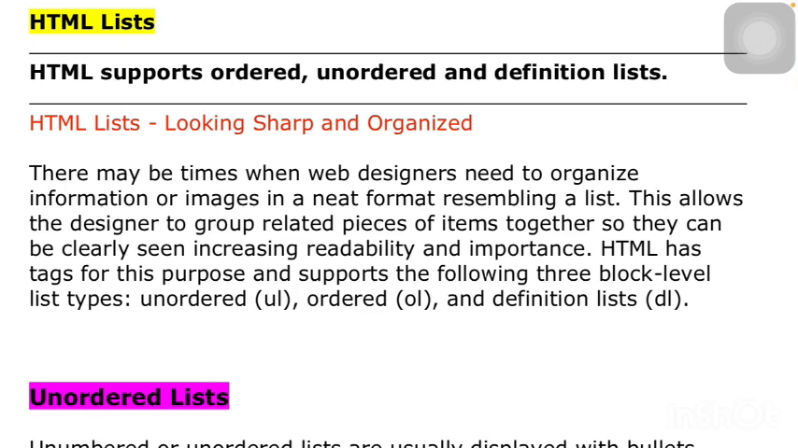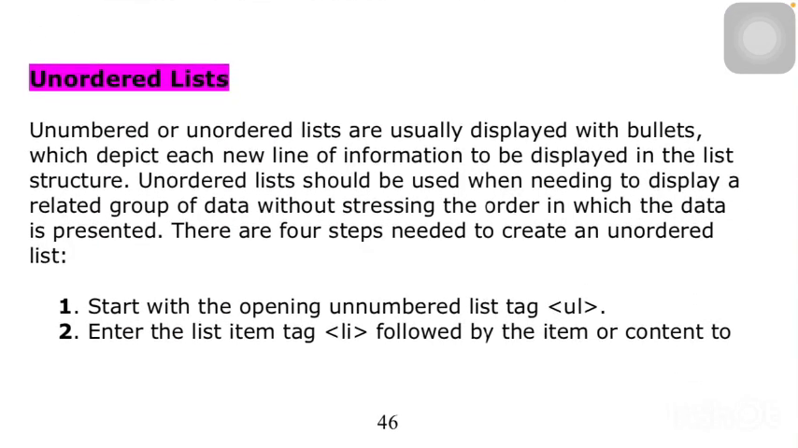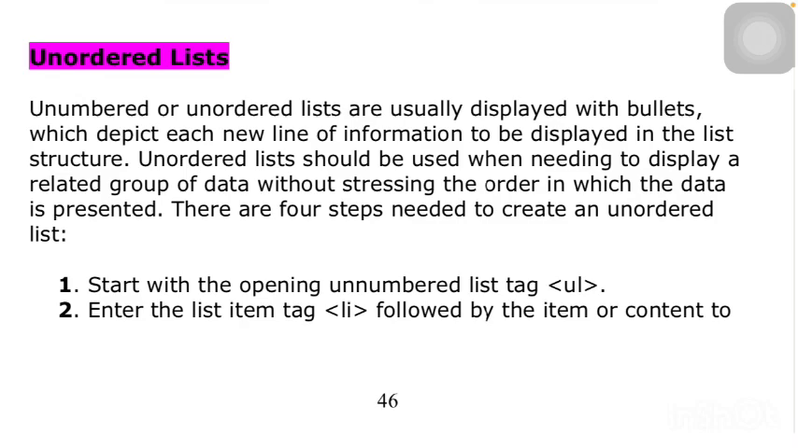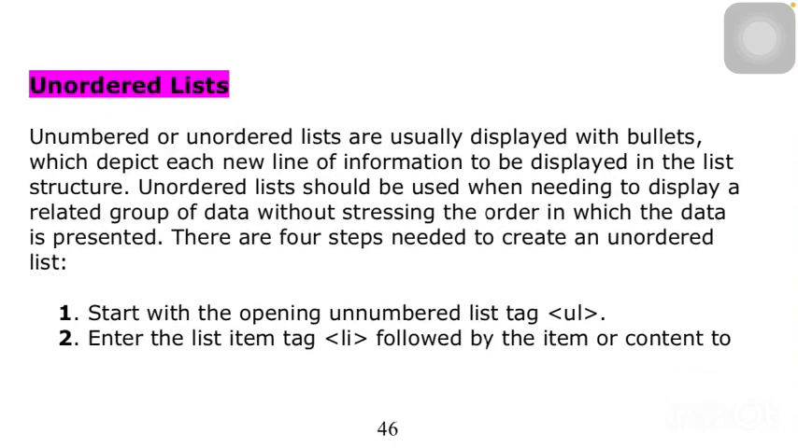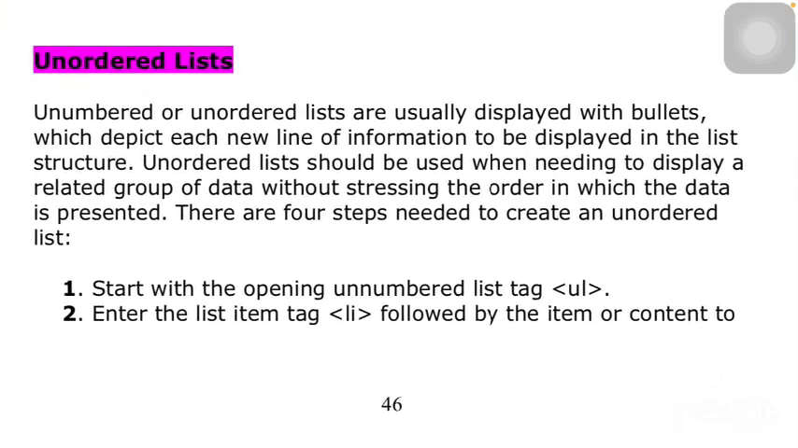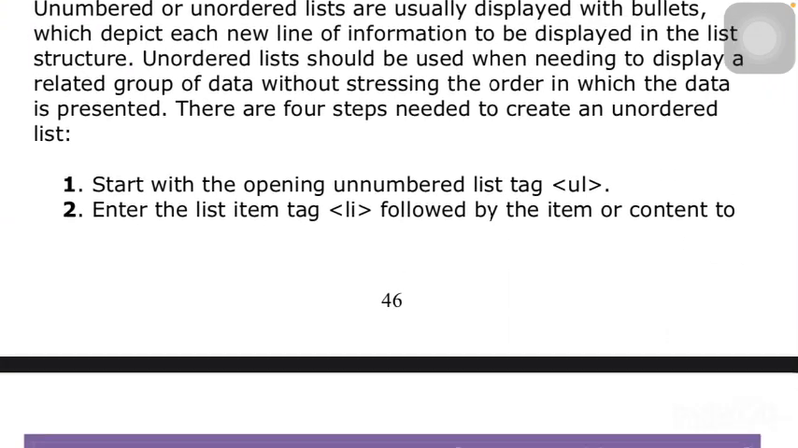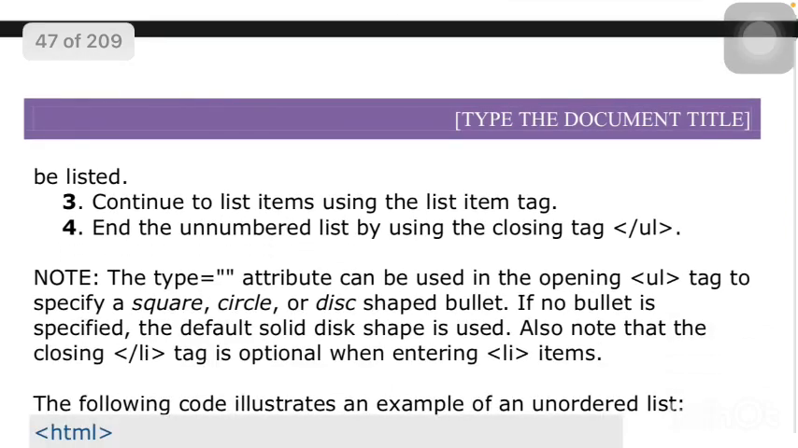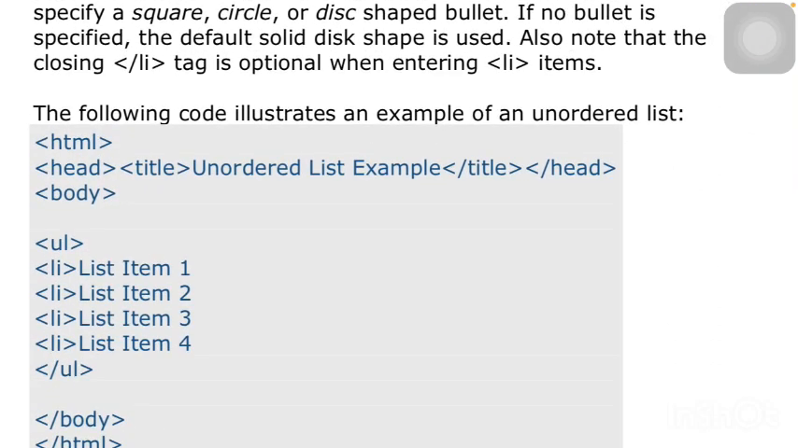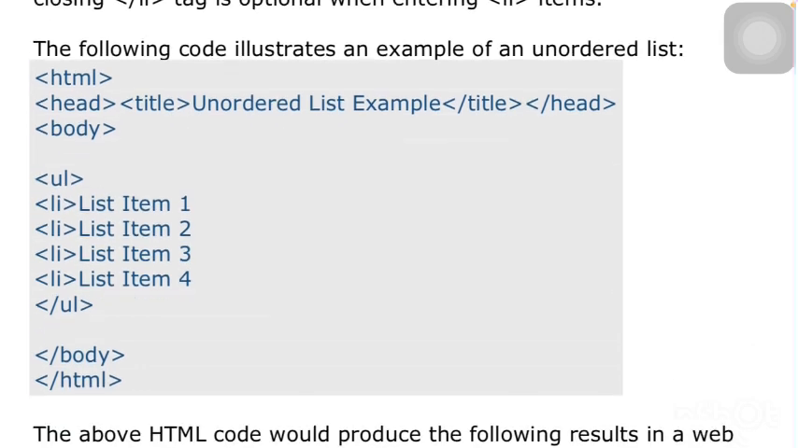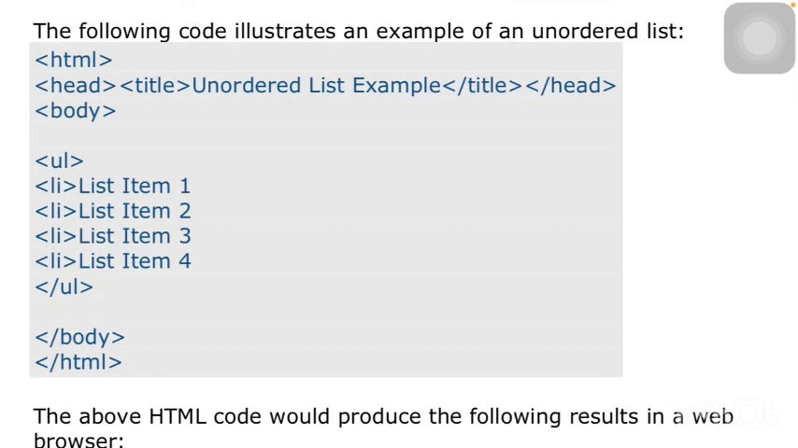Okay, let's talk about HTML list. When I want to list, we have ordered list and we have unordered list. Okay, you need a tag to start with. That tag is UL, that is unordered list, UL. Then you have list 1, list 2, list 3, list 4, and all that.